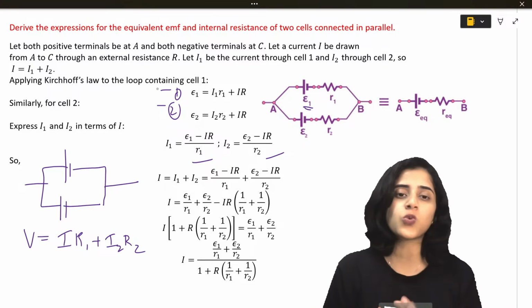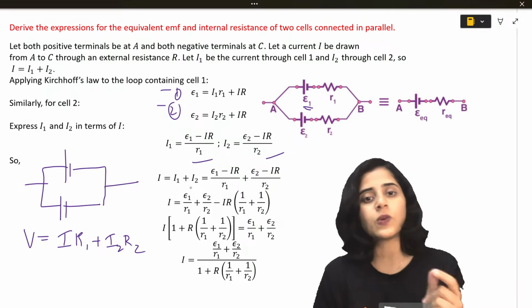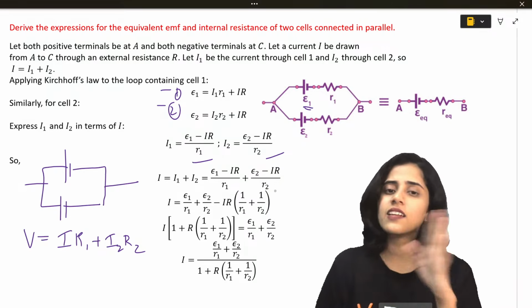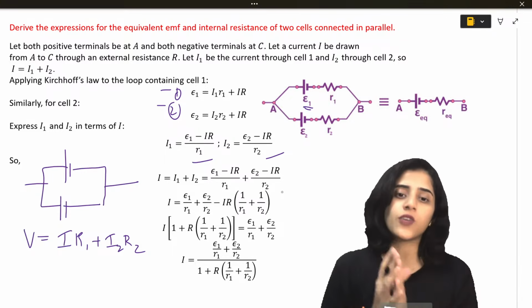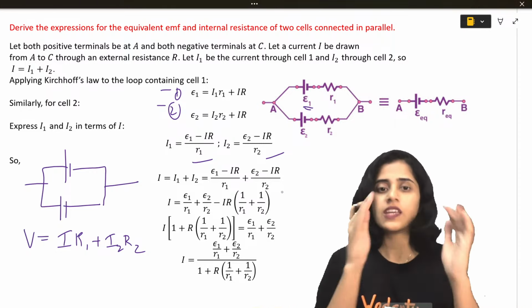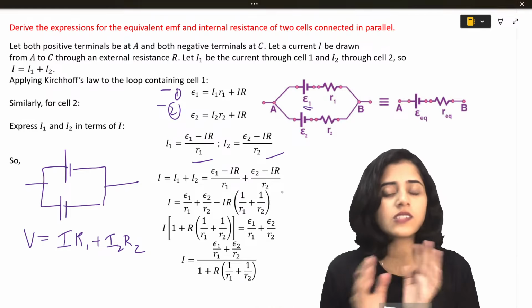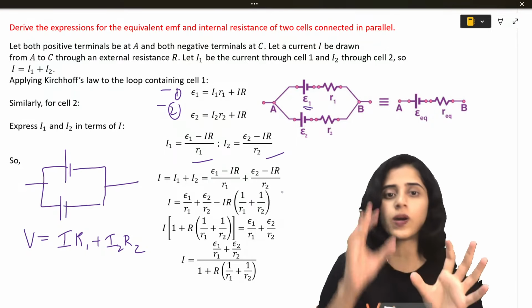So total current is what? I1 plus I2. Yeah, total current I is equal to I1 plus I2. It's basic math. I'm just adding 1 and 2. I've put all the steps here. Students, take 5 minutes and go through these steps. Just basic math. So what I've done is I've added I1 and I2.